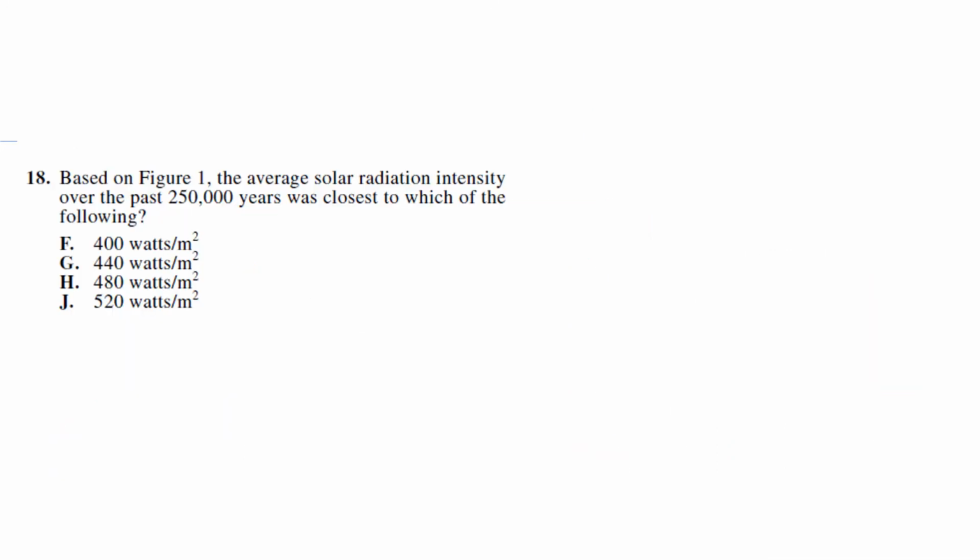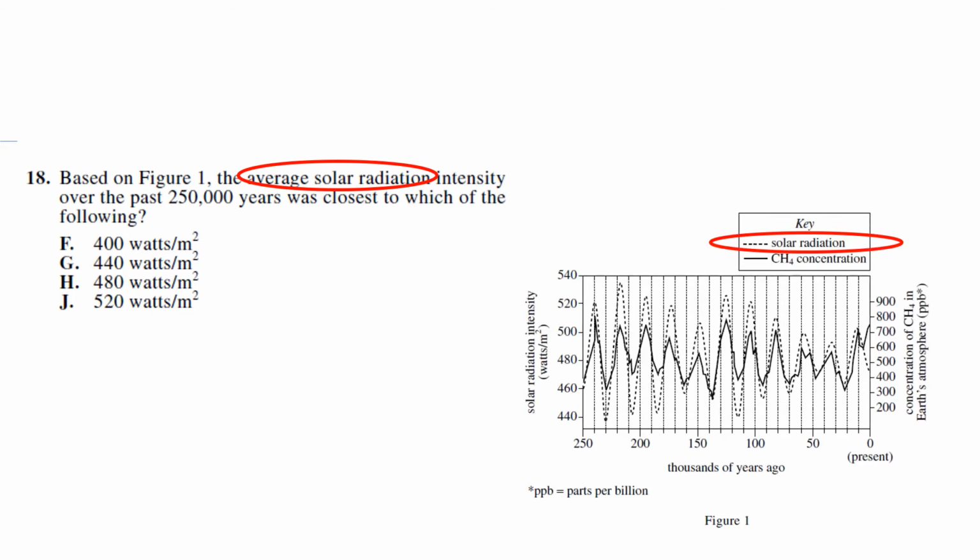Number 18, based on figure 1, so we're going to pull up figure 1, the average solar radiation, so solar radiation is the dotted line, intensity over the past 250,000 years, we're using the whole chart, was closest to what? So draw a line right through the middle, and that looks like they're about the same on each side. So 480 is probably your answer. You can use the other two to process eliminate if you want to. 400 is way too low, 440 is way too low, 520 is way too high. So your answer has to be H.